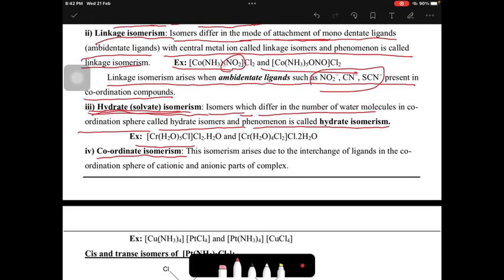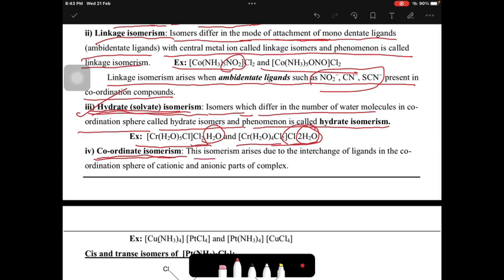Example: [Cr(H2O)5Cl]Cl2·H2O, with Cl inside the square bracket and Cl2·H2O outside the square bracket. And [Cr(H2O)4Cl2]Cl·2H2O, with 2 H2O outside the square bracket. These differ in the number of water molecules inside and outside the square bracket, known as hydrated isomerism.